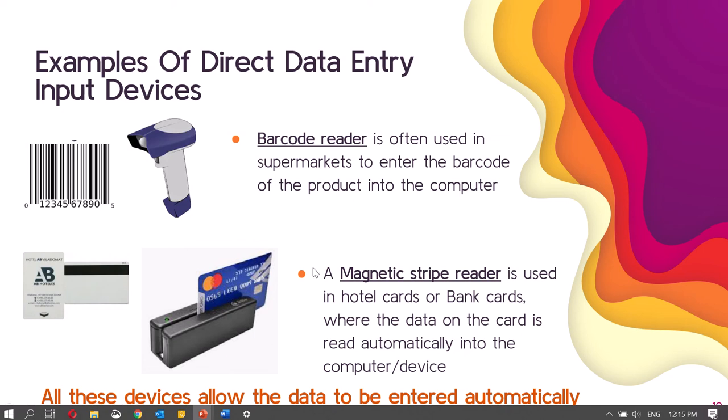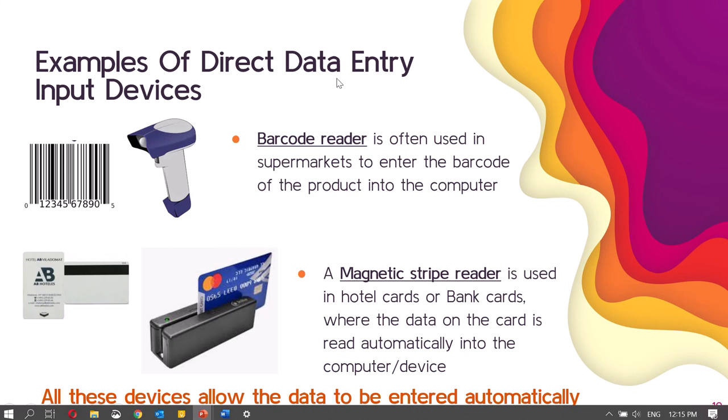One is a barcode reader. You must have all seen the barcodes that you have on different products at the supermarket. And this is the barcode reader which is used by the cashier usually to scan this barcode and enter this scanned barcode into the computer. So here you can see the cashier is not typing these numbers into the computer. Rather, this is an automatic process. This is why we call it a direct data entry device.